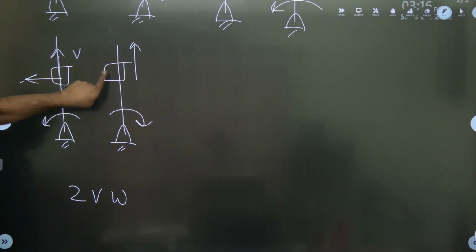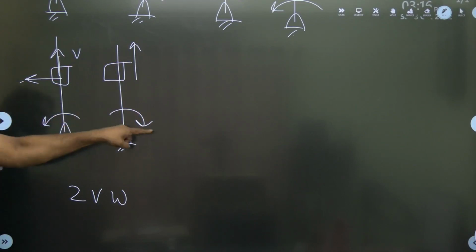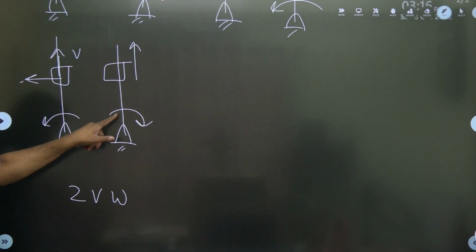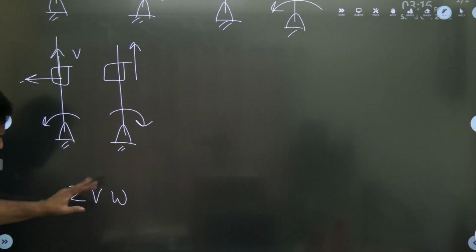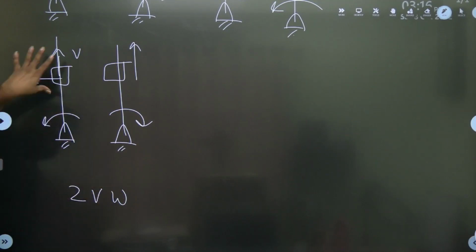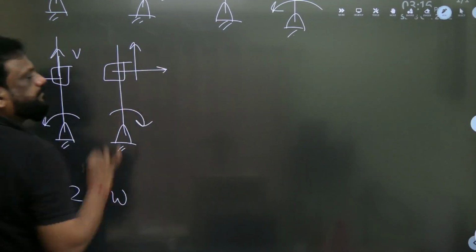If V is the same, but omega is anti-clockwise and then clockwise, it is opposite. So with respect to this, only one is negative. Therefore, if one is negative, negative into positive is negative. The answer you got is negative with respect to this. So therefore, it will be like this.